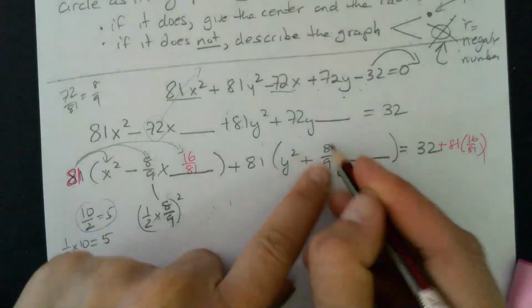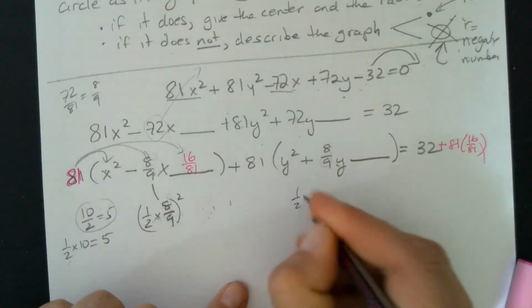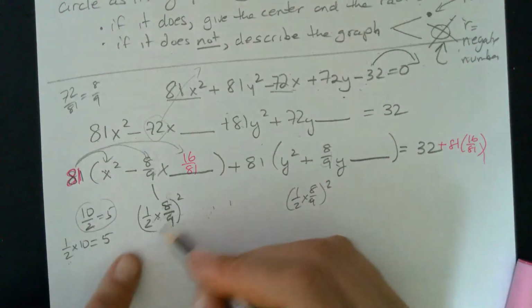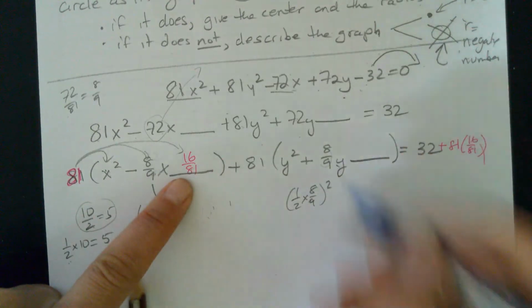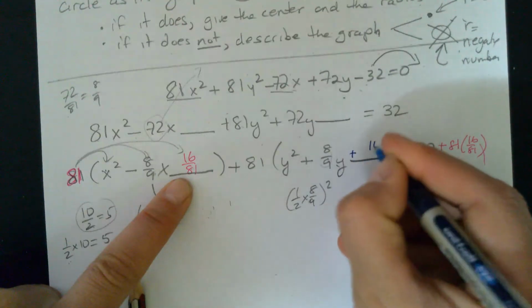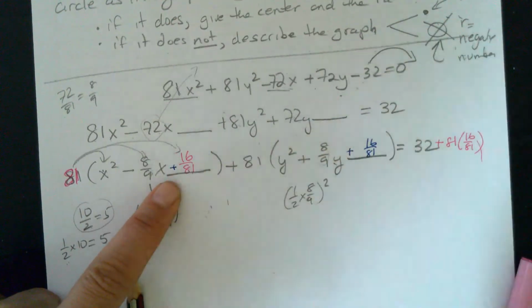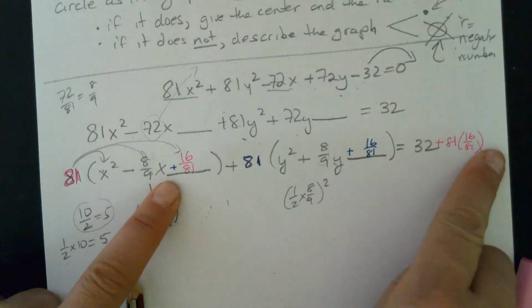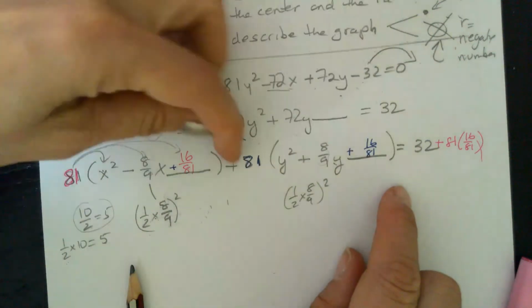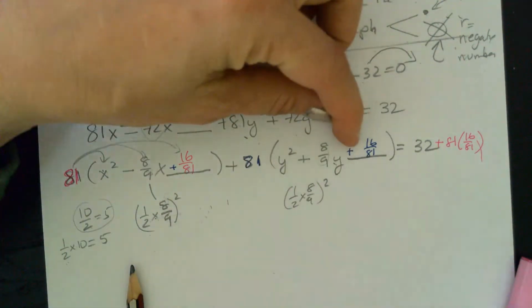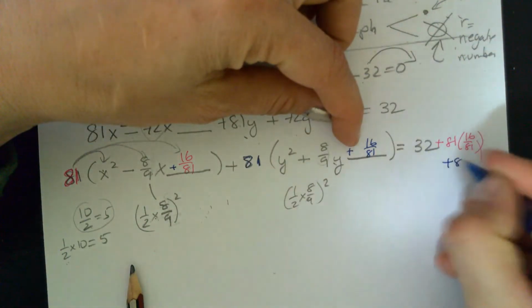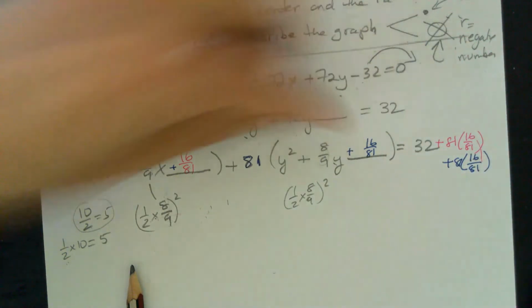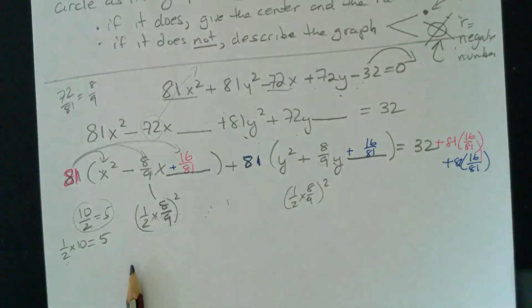So I usually take half of this, and square it. But we know that answer. It's 16 over 81. Oh, that should be a plus there. So I would normally add this to the other side, but because I've taken out the 81, I have to put the 81 back in when I add it to this side. 81 times 16 over 81. Okay. Wow, this is a long question.